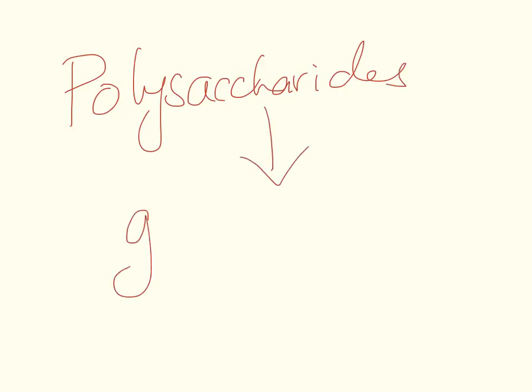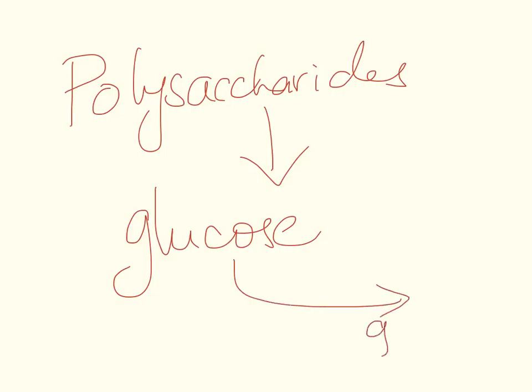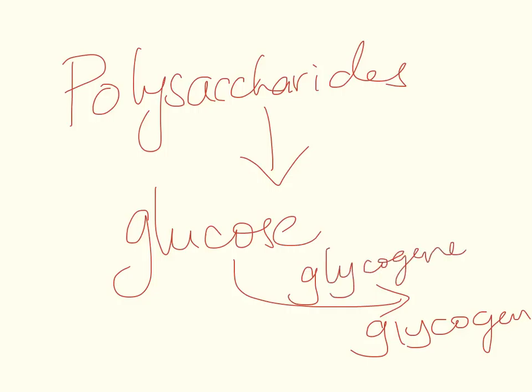When digestion of polysaccharides produces high levels of glucose, right? These glucose molecules can be used to synthesize glycogen. This process is known as glycogenesis.